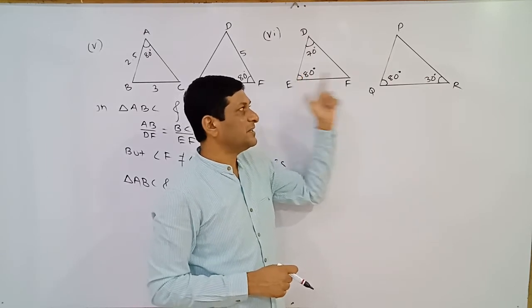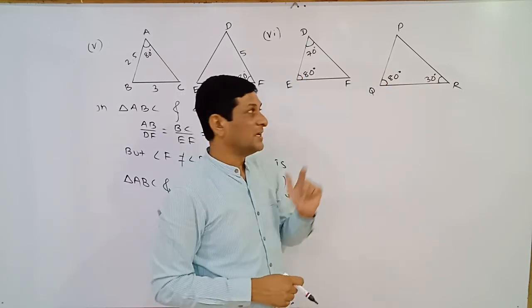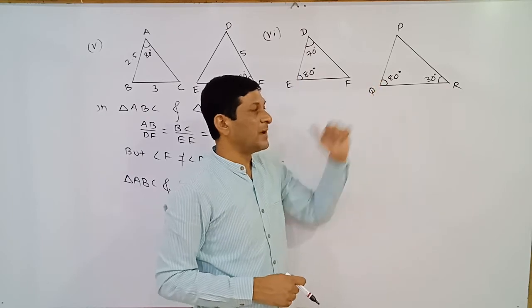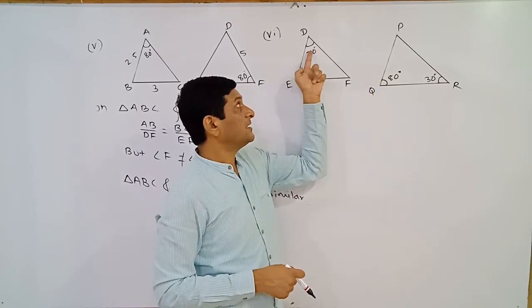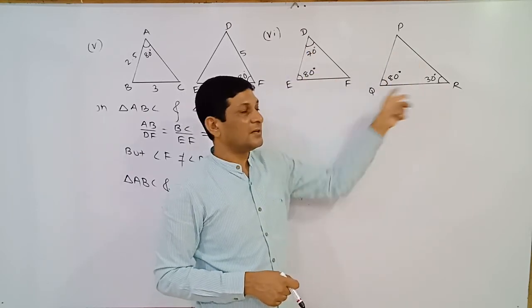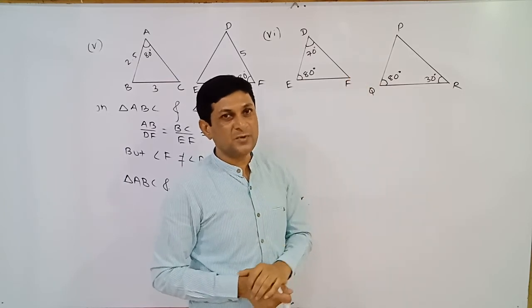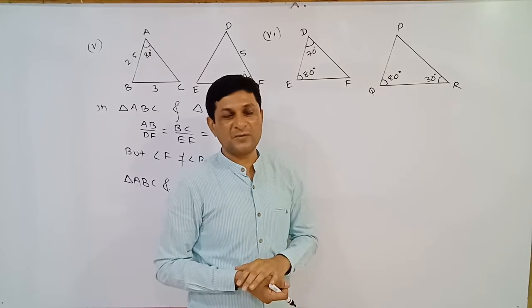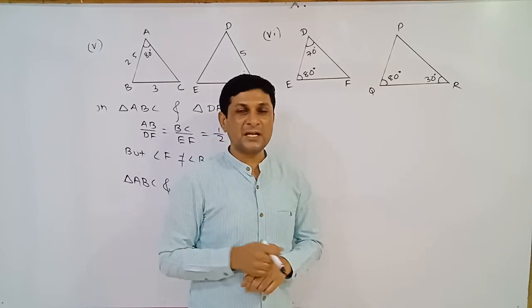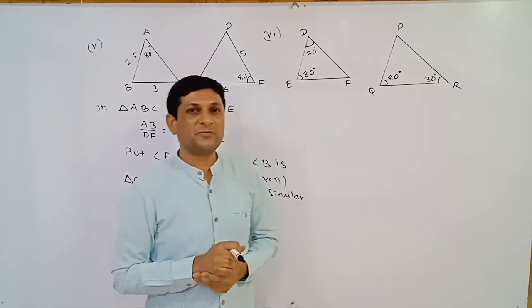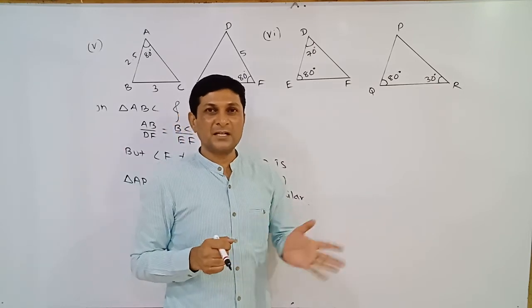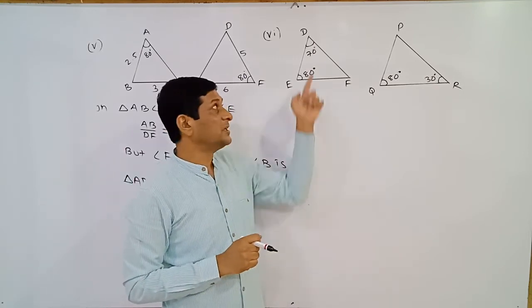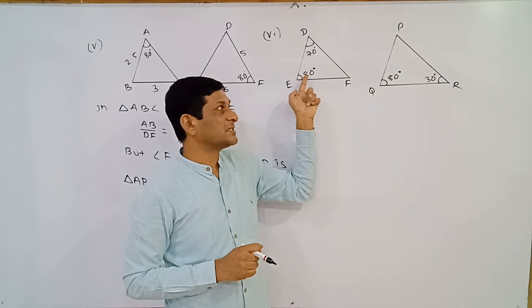One angle is 80 degrees and here also one angle is 80 degrees. So we can say that angle E is equal to angle Q. And another angle is what? 70 degrees. But here the third angle is not given to us, and here also only two angles are given to us. But if two angles are given to us, then the third angle can be found by applying the angle sum property of a triangle.